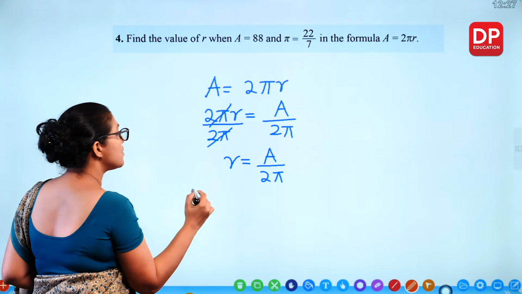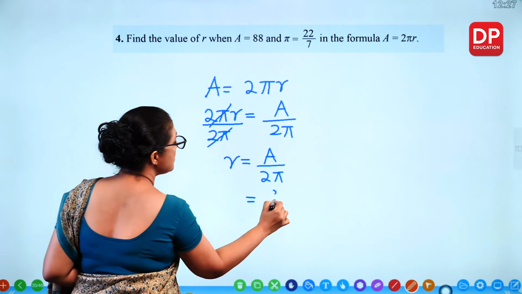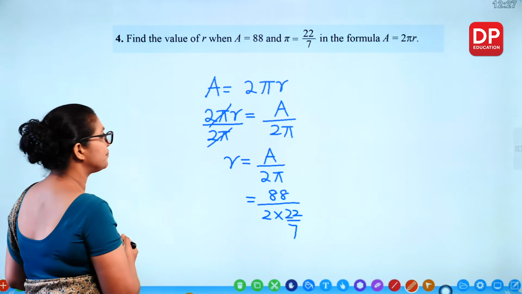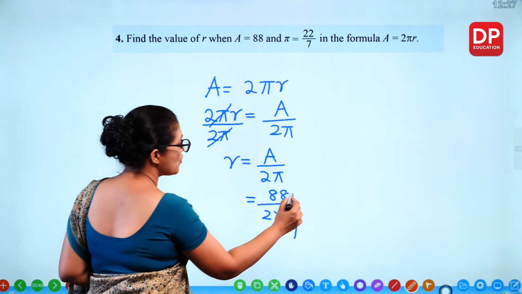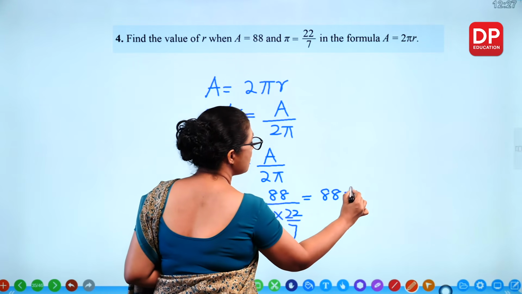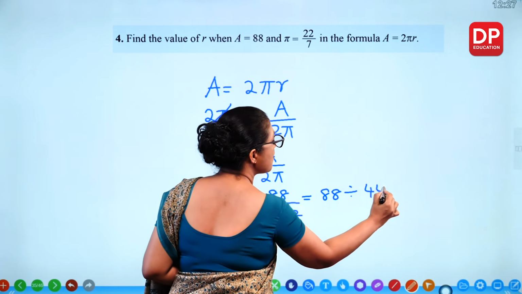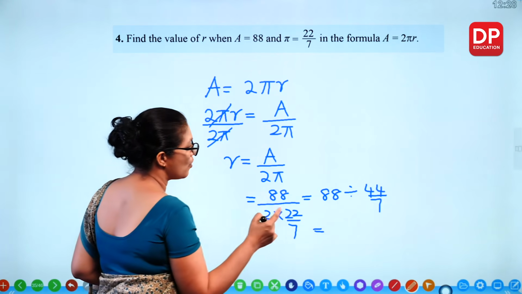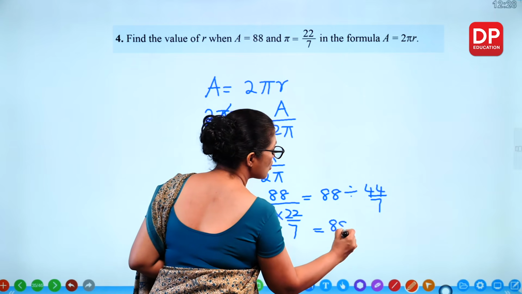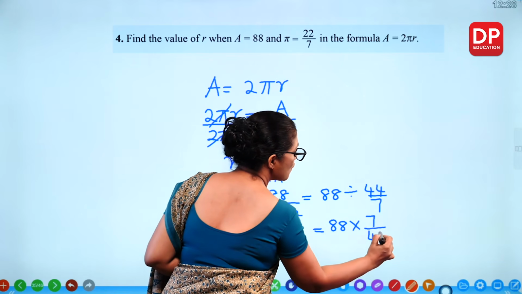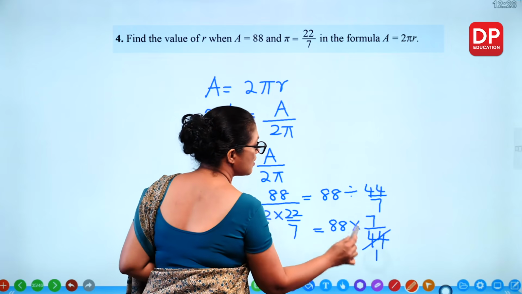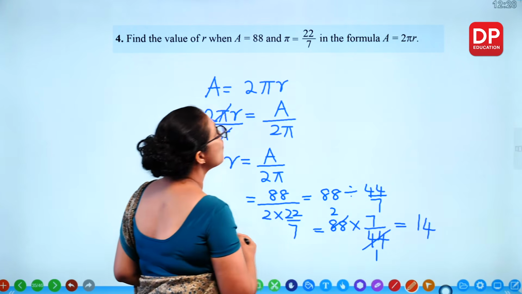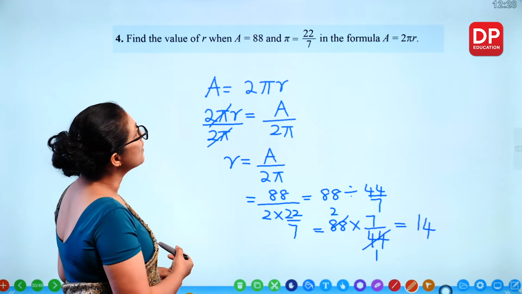Now substitute the values. A equals 88 and pi is 22 over 7. So this becomes 88 divided by 44 over 7. What do you do for division? Take the reciprocal and this becomes multiplication: 88 times 7 over 44. You see, 2 times 44 is 88. 2 times 7, that's 14. So r equals 14.